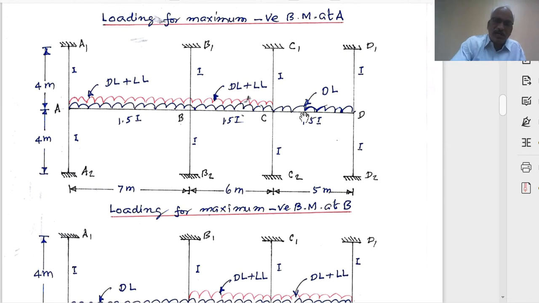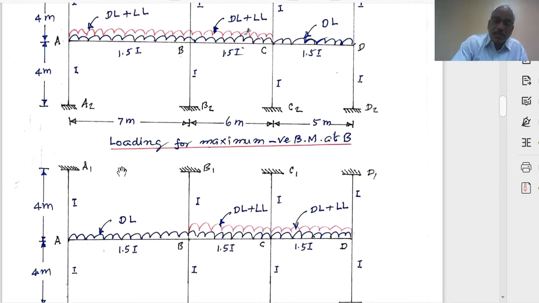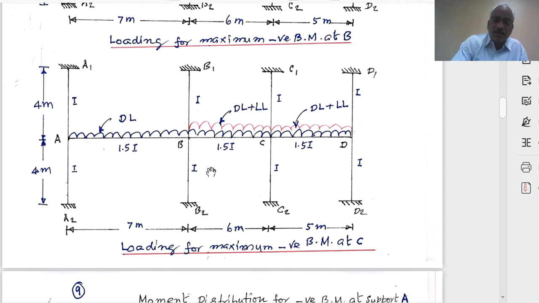CD will be loaded only with the dead load. So this is the loading. Similarly, this is for C. If we discuss these things later, we need not spend time on this. Therefore, for columns we will discuss, then beams we will take up later.